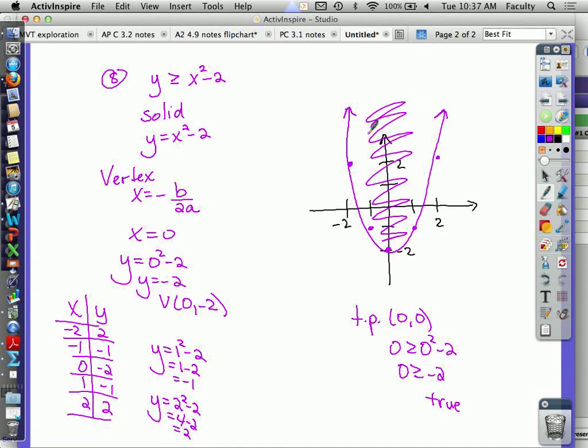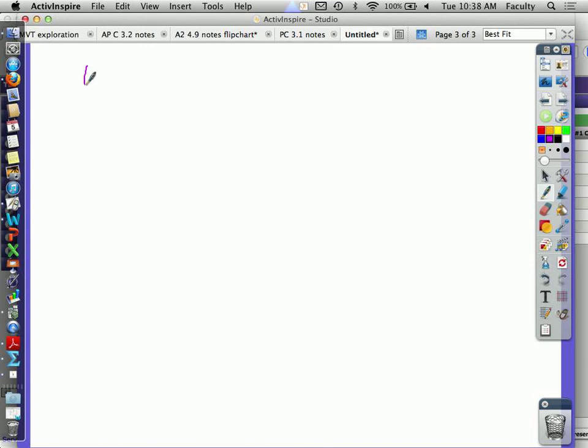Alright, so now you're done with that matching one. Now let's go back to the orange paper, and I want you to look at example 2 with me. Now we're going to take it up a notch. We have just learned how to graph a quadratic inequality, and now we're going to graph a system of quadratic inequalities. What if we have 2 of them together?